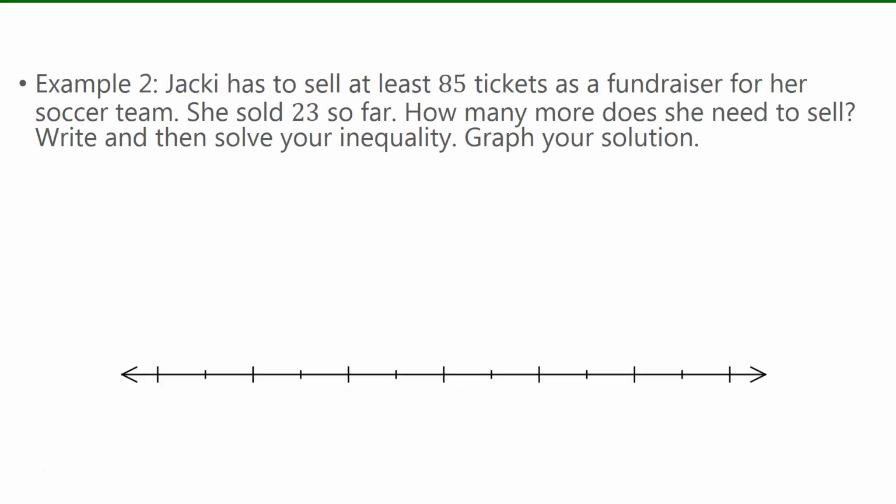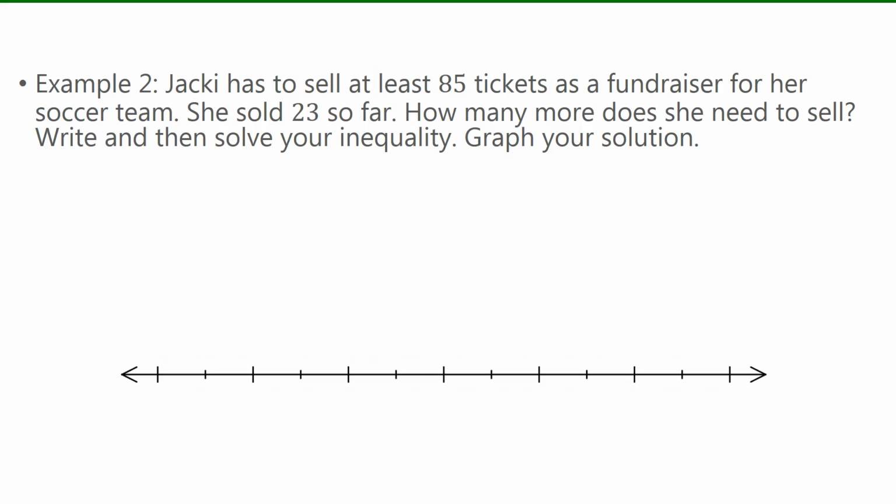Now for example 2, Jackie has to sell at least 85 tickets as a fundraiser for her soccer team. Now she has sold 23 so far. How many more does she need to sell? Again, we have to write and then solve our inequality and graph it.